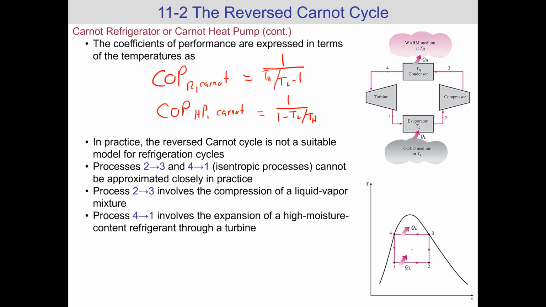Now, in practice, the reverse Carnot cycle is not a suitable model for refrigeration cycles. Processes 2 to 3 and 4 to 1, the isentropic processes, cannot be approximated closely in practice. Process 2 to 3 involves the compression of a liquid vapor mixture, which is not very possible. And process 4 to 1 involves the expansion of a high moisture content refrigerant through a turbine, both of which are not practical.